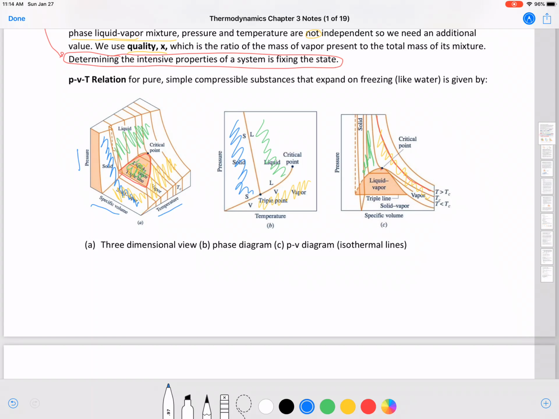I think I did blue. So this is solid here, and then we have solid vapor on the bottom, and so on. So that is our specific volume. This is a PV diagram. This is PV. This one is PT. And we'll also do a temperature volume, a TV diagram, which we'll get to in a little bit.